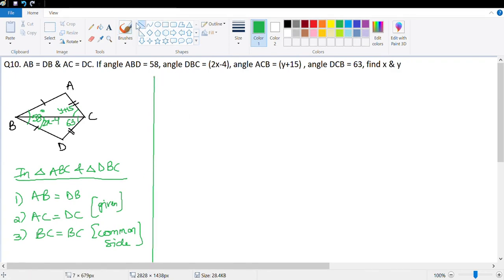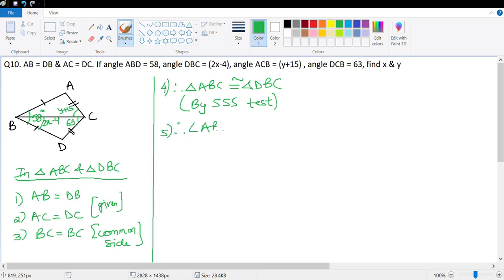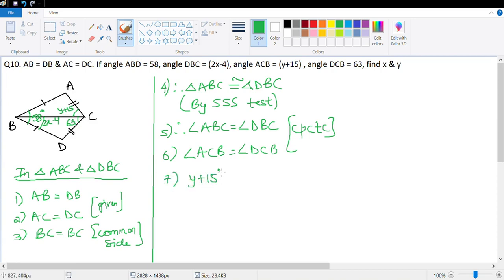What does this help us with? Let's check. Therefore, triangle ABC is congruent to triangle DBC by the SSS test. What this gives us is, therefore, angle ABC is equal to angle DBC and angle ACB is equal to angle DCB. Both of these are CPCTC. Now we know DCB is 63 degrees, ACB is y plus 15. What this gives us is y plus 15 degrees is equal to 63 degrees.